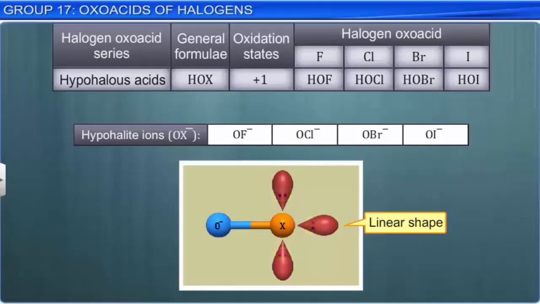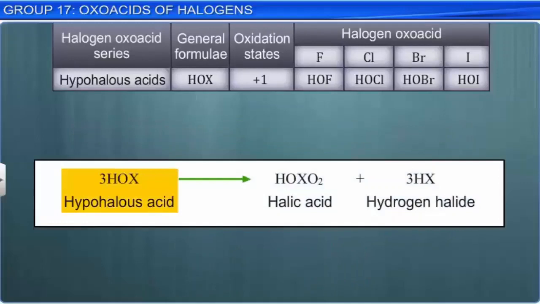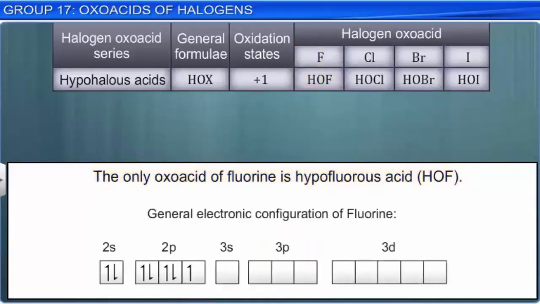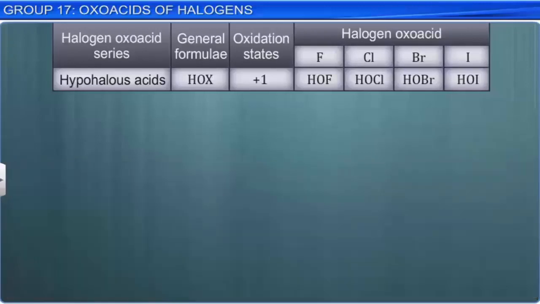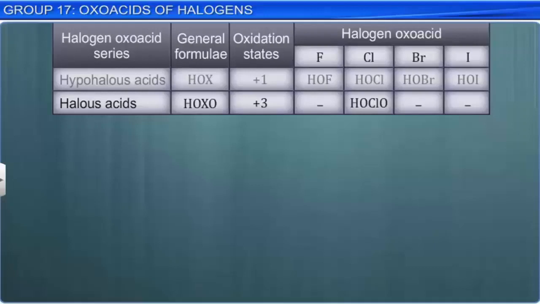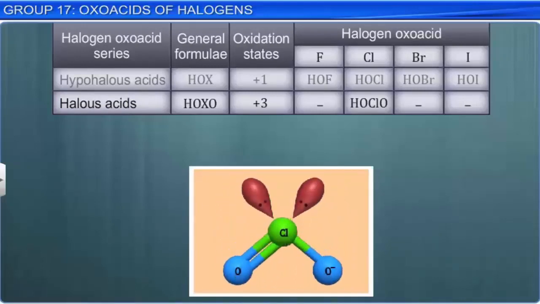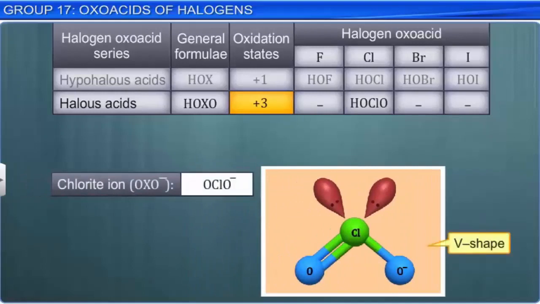Note that the hypohalous acids, being less stable, tend to form halic acids. Note that the only oxo acid of fluorine is hypofluorous acid. No higher oxo acid of fluorine is known due to the absence of d orbitals in the fluorine atom. The second series, that is, halous acids, includes only chlorous acid. The chlorine in chlorous acid has the oxidation state of +3. The chlorite ion has a V shape owing to the presence of 2 lone pairs on the central chlorine atom.